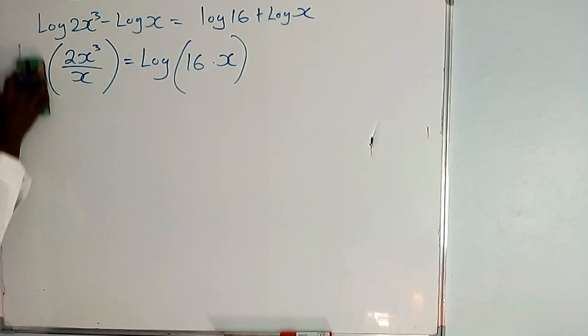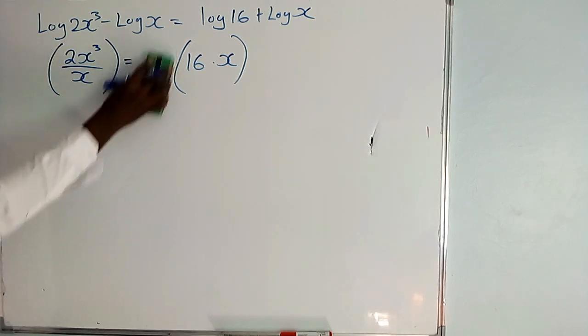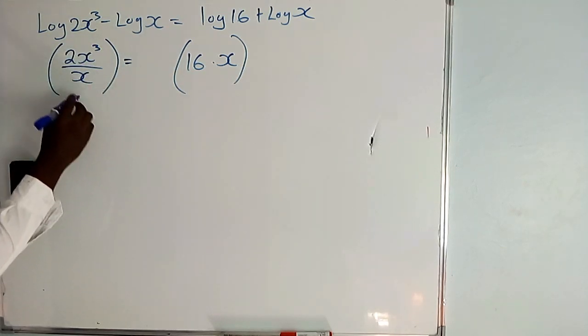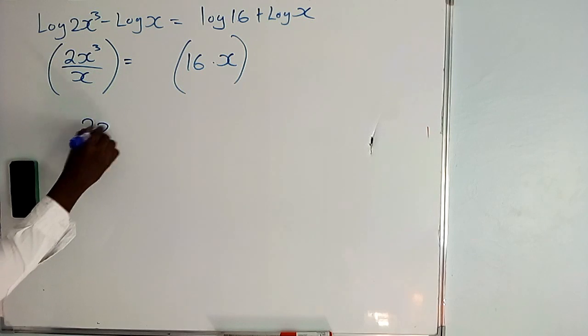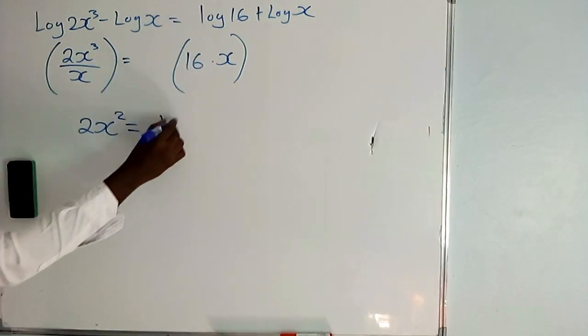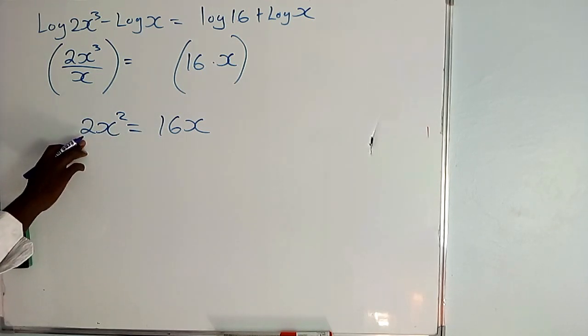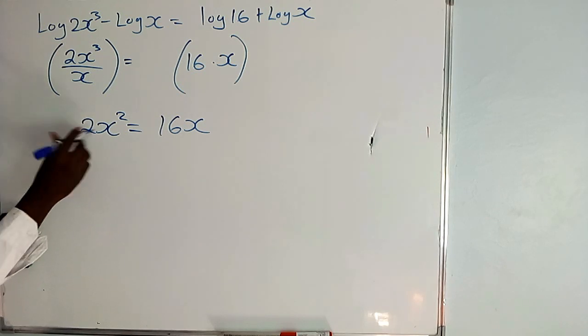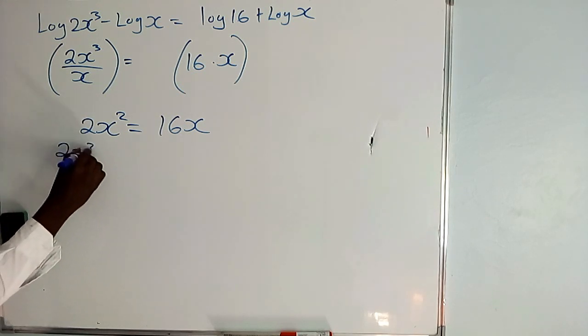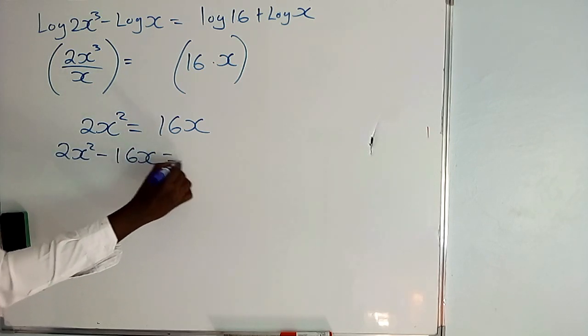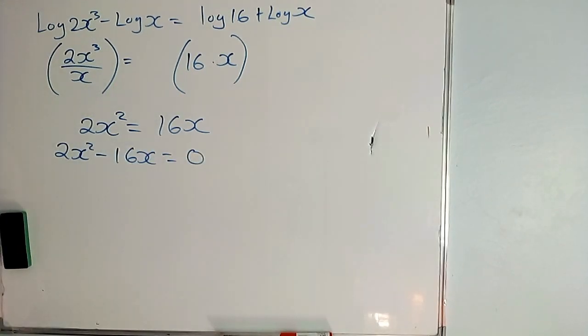Then you simplify. So here we have 2x cubed over x, see x goes here, you remain with 2x squared to be equals to 16x. So you can see one term is x squared, one term is x, meaning it is quadratic, isn't it? So when it is quadratic, you make it in form of a quadratic. You don't say x is common on both sides of the equation. No, when it is quadratic, isn't it? So you bring 16x this side. So what do we have? 2x squared minus 16x is equals to 0.